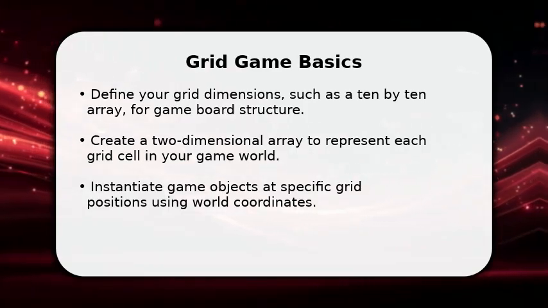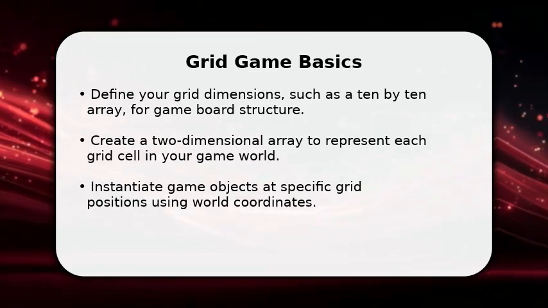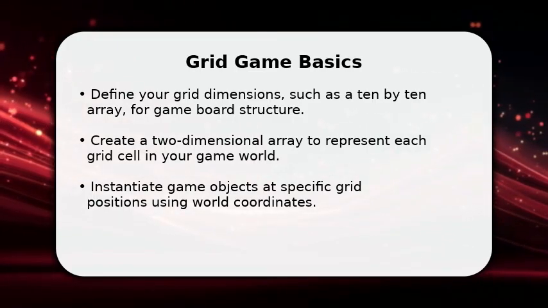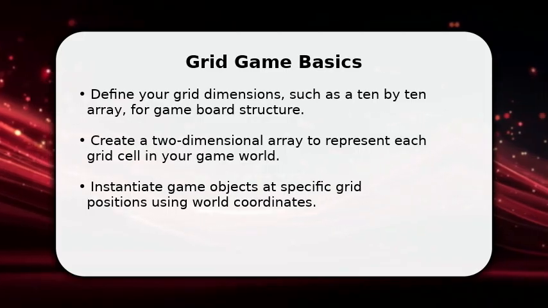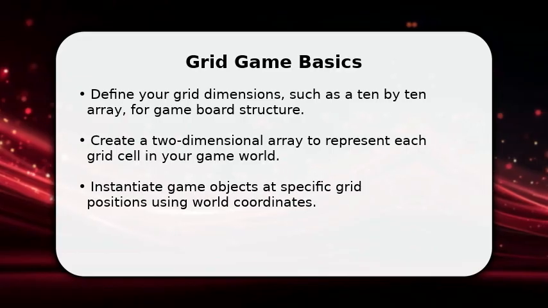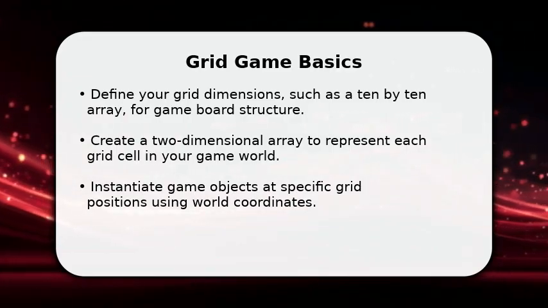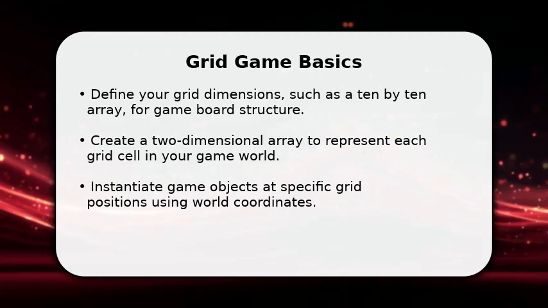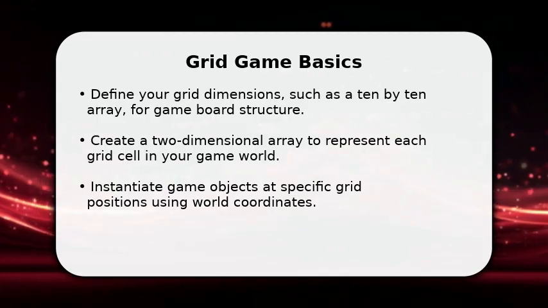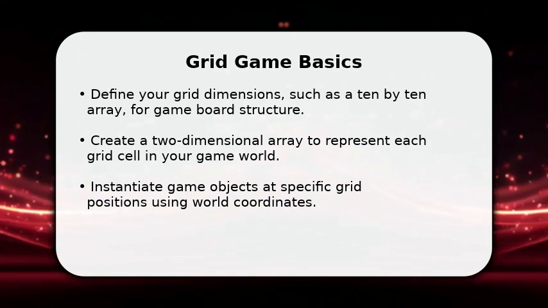You'll want to define your grid's dimensions, perhaps a 10 by 10 or 20 by 20 layout, and represent it using a two-dimensional array in C#. Each element in this array will correspond to a grid cell. Then, you'll instantiate visual game objects for each cell, carefully converting grid coordinates to world positions. Remember to keep your scene tidy by parenting all these grid cells under a single empty game object.